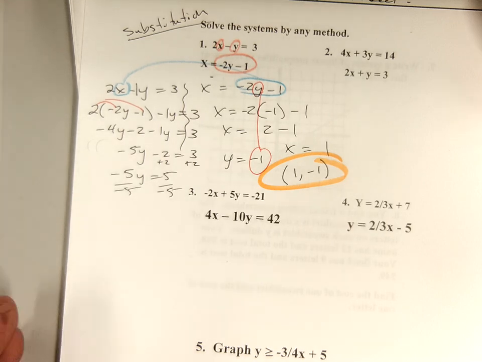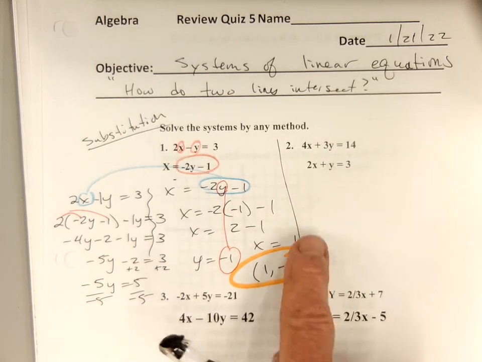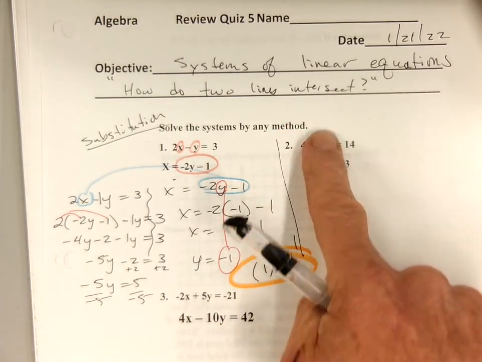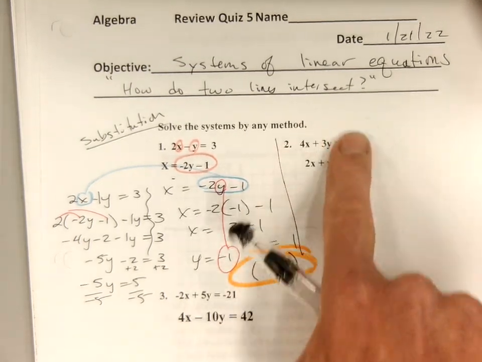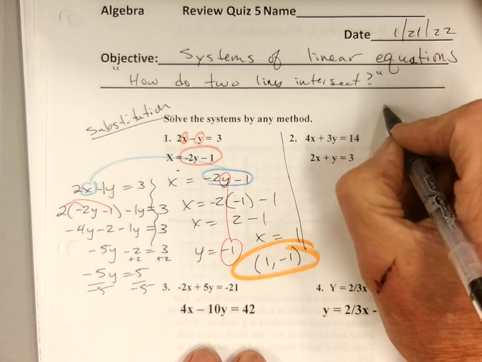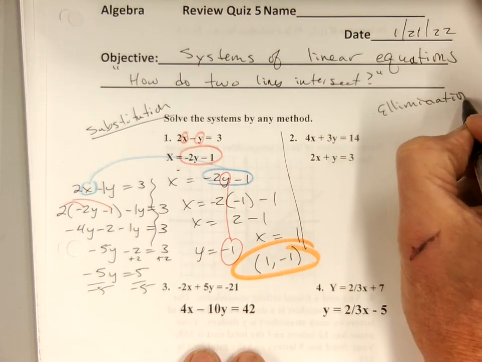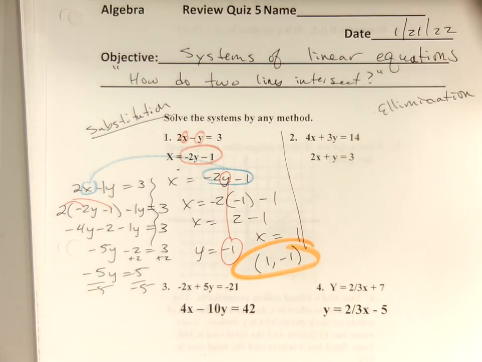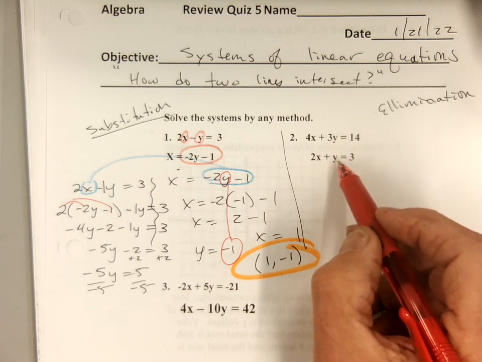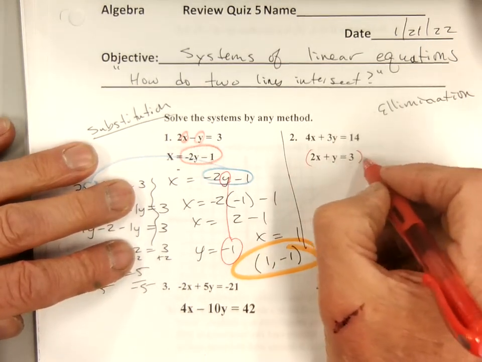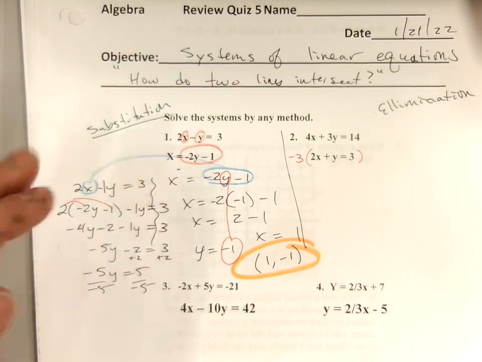Okay, number two. When I look at number two, I've got x lined up, y lined up, equal sign lined up, and the constant. So everything's lined up, the constant's lined up. So I'm going to do this one by elimination. So I want to eliminate. How about if I eliminate the y? I'm going to eliminate the y by making that a negative 3y. 3y, negative 3y, so I'll multiply this entire equation by negative 3, so I get a negative 3y. Then it will eliminate.